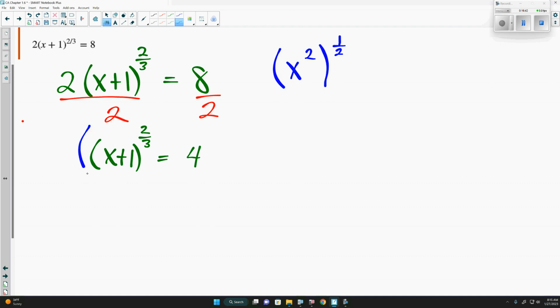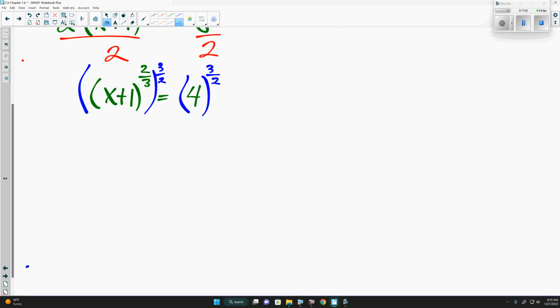So what we can do here is we're going to apply a power to both sides. But we won't apply the 2/3. We're going to apply the 3/2. Because powers of powers multiply. Powers of powers multiply. And this is a very interesting method that we can use, and it's even more interesting that it actually does work.